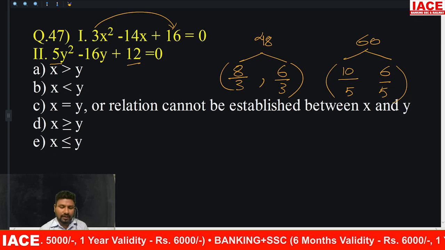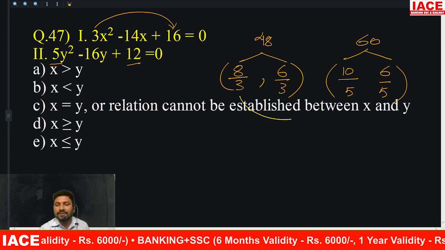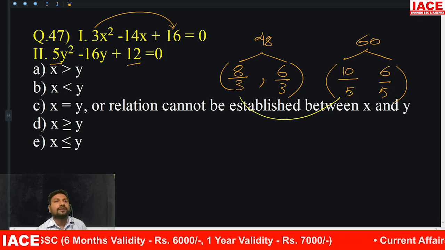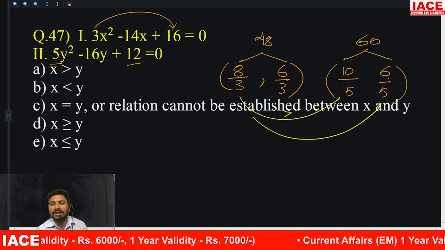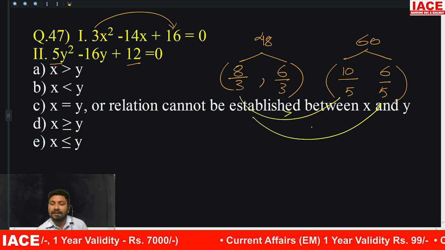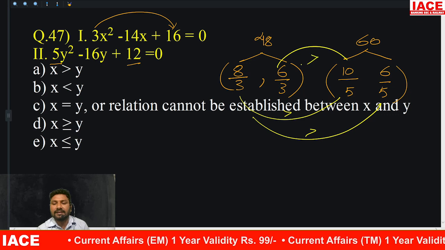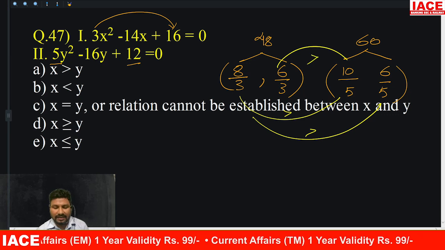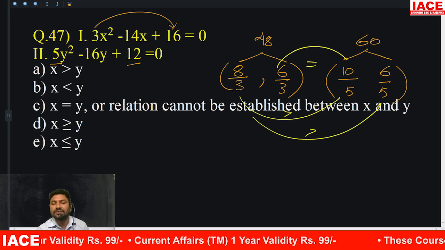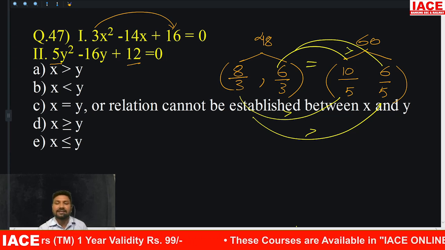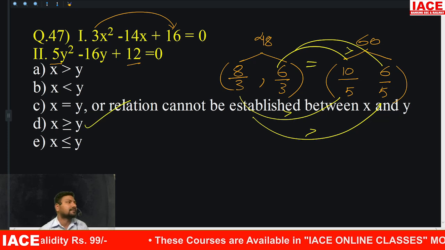Okay. Now comparing the results, 8 by 3 is bigger or 10 by 5 is bigger? 8 by 3 is bigger. 8 by 3 is bigger or 6 by 5 is bigger? 8 by 3 is bigger. 6 by 3 is bigger or 10 by 5 is bigger? 6 by 3, yes. So both are equal. Good. It is a 2, it is a 2. Next, 6 by 3 is bigger or 6 by 5 is bigger? 6 by 3. Then the answer is x greater than or equal to y, option D.